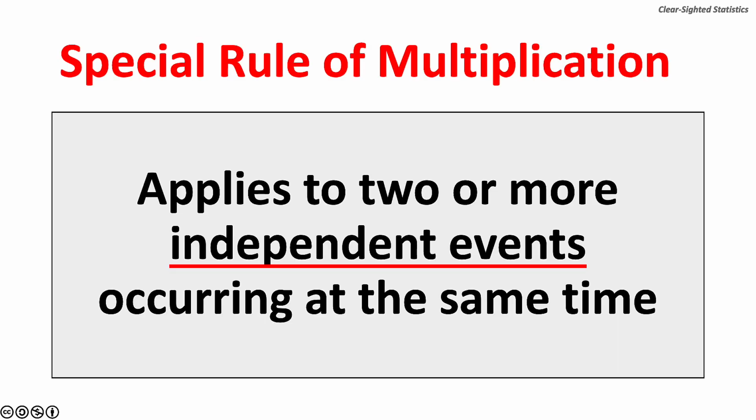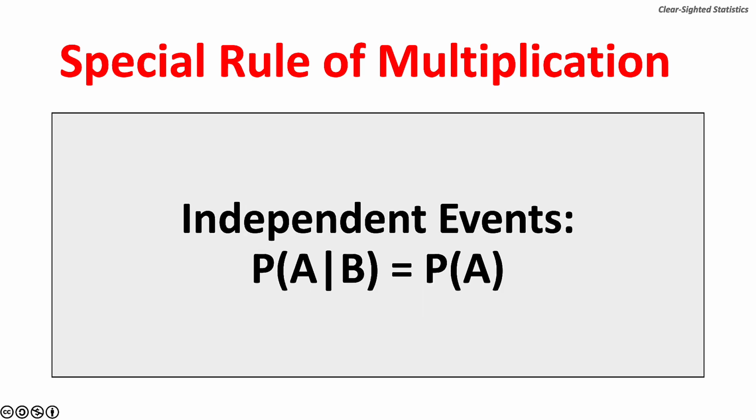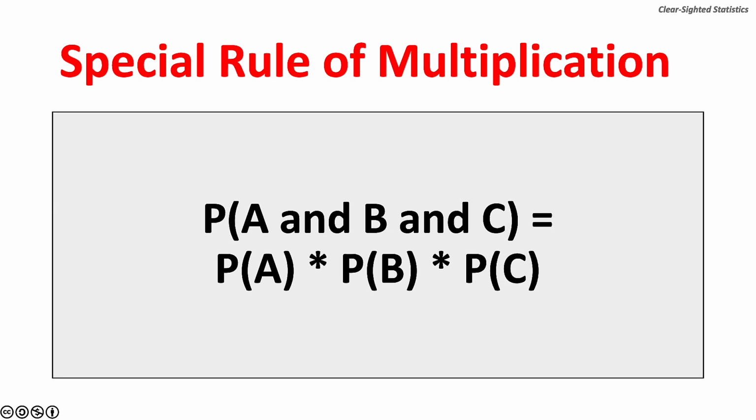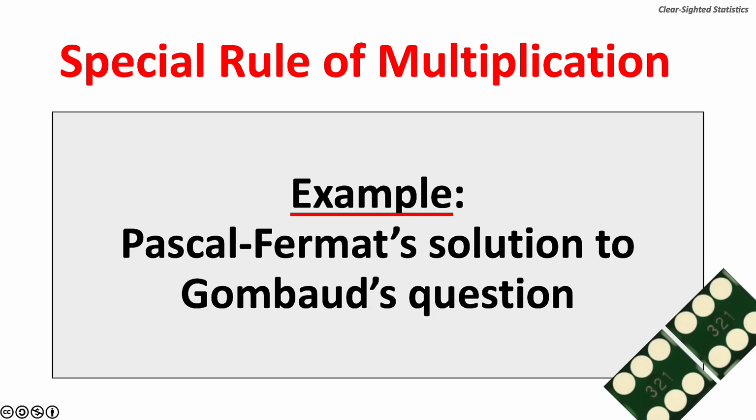This special rule of multiplication applies to two or more independent events occurring at the same time. Events are independent when the probability of event A, given that event B has happened, equals the probability of event A. The special rule of multiplication is often expressed with the word AND. The probability of event A and event B and event C equals the probability of event A times the probability of event B times the probability of event C. An example of the special rule of multiplication was Pascal-Fermat's solution to Gombold's question.